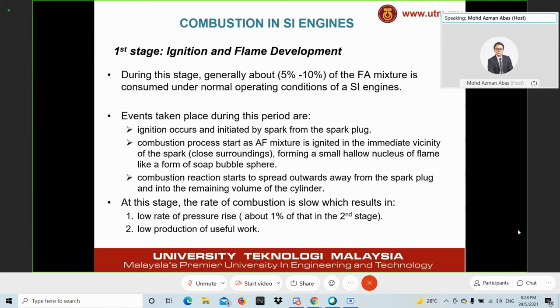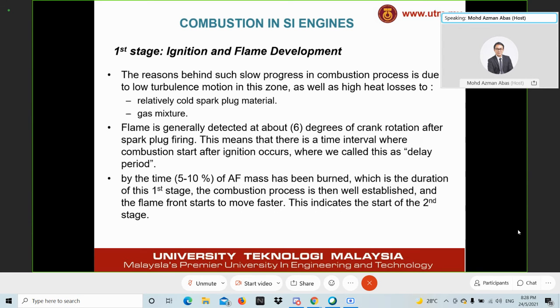At this stage, the rate of combustion is low, which results in a low rate of pressure rise. Therefore, not much work is being produced. It is very, very weak. The reason behind such slow progress in the combustion process is the low turbulence motion in this zone, as well as high heat losses relative to the spark plug material or gas mixture. Flame is generally detected at about 6 degrees of crank rotation after the spark plug triggers. This means there is a time interval where combustion starts after ignition occurs, which we call the delay period.